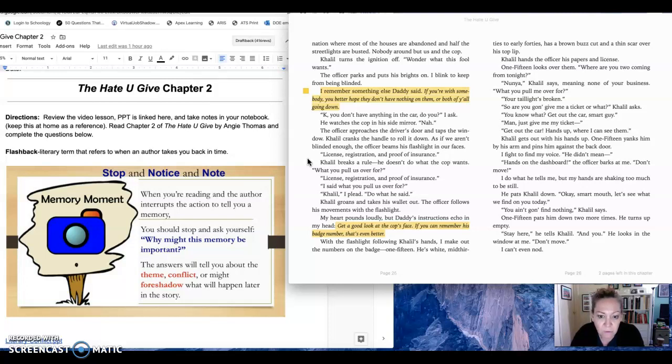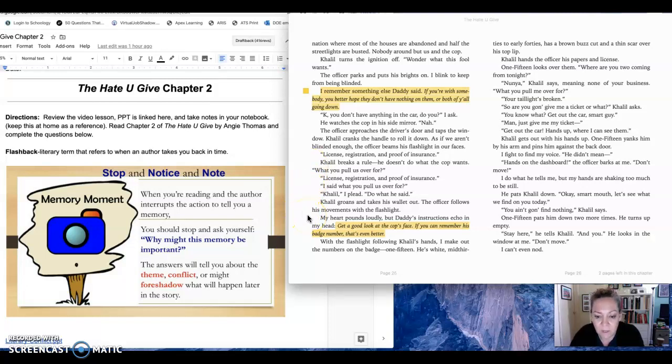What you pull us over for? License, registration, and proof of insurance. I said what you pull us over for. Khalil, I plead, do what he said. Khalil groans and takes his wallet out. The officer follows his movements with the flashlight.